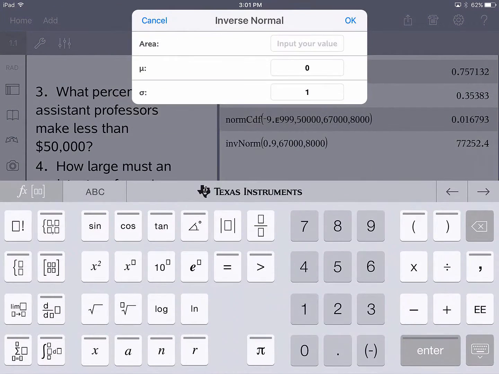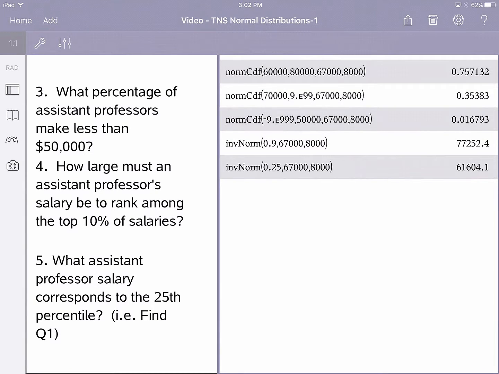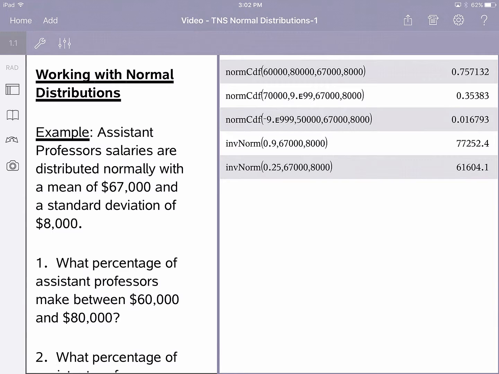And the percentile is the 25th percentile, so that means there's 25% of the area under the curve beneath the point I'm looking for. Once again, my mean and standard deviation have not changed. And so there is the salary I'm looking for. The first quartile are all salaries up to $61,604.10. So if you make a salary below that, you're in the bottom 25%. Make a salary above that, you're in the top 75%. So it just depends on your point of view.